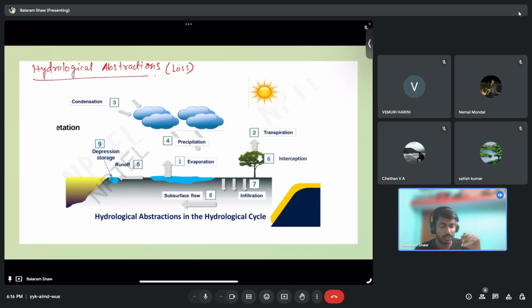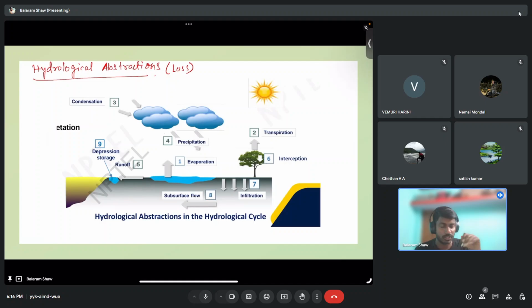So, firstly, if we understand all these abstractions, it will help us, because all these abstractions impact the availability and the distribution of water or water resources in that region, right? It will also help us determine the other hydrological components that we need. The most important component that we need is runoff, right? That also we can get if we know all of these hydrological abstractions.